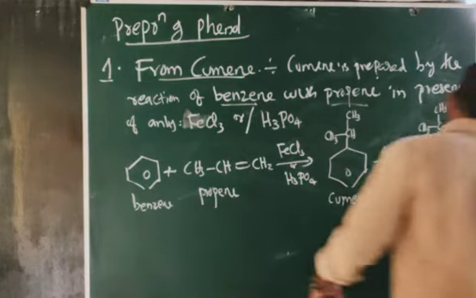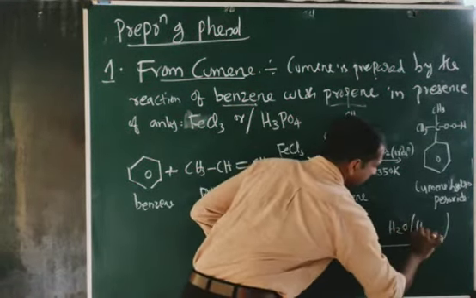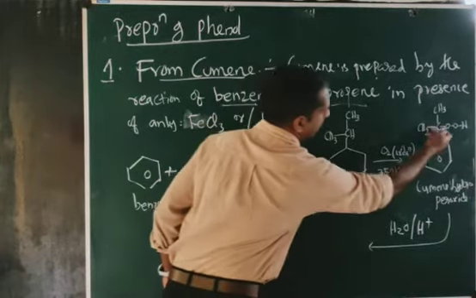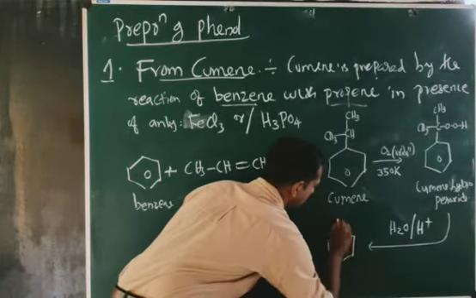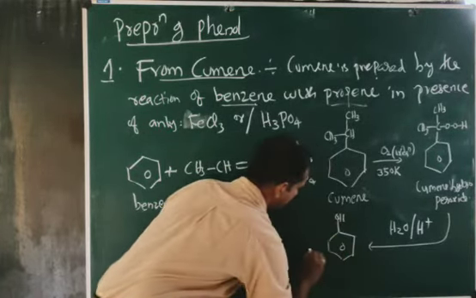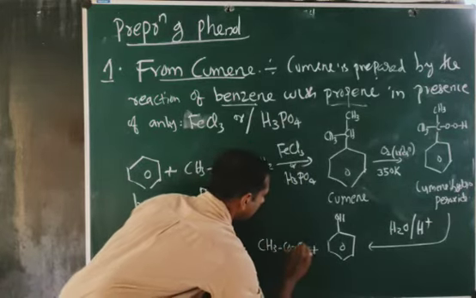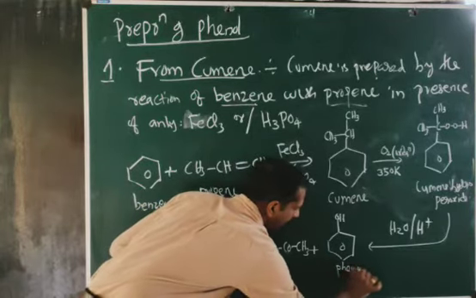Now in the next step, this cumene hydroperoxide on hydrolysis, H2O, H plus, on treatment with dilute acid, you can see that this ring will be converted to, okay, here it will change into OH, plus what we get is acetone, CH3 CO CH3. This is our phenol, and this is acetone.